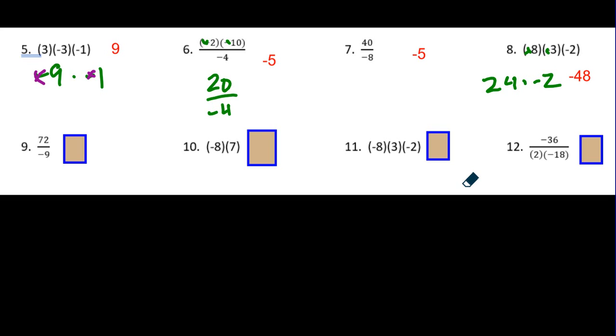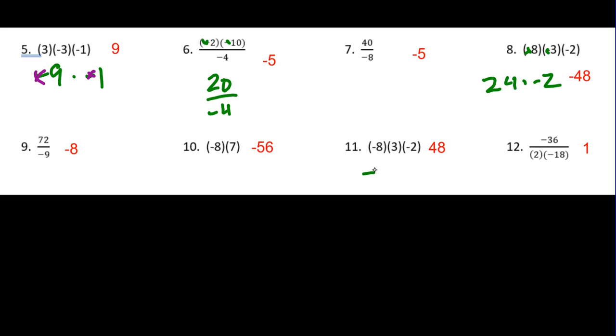Try this second row out on your own. What you should have gotten was 72 divided by negative 9 was negative 8, because there's only one negative there. Because there's only one negative in negative 8 times 7, we get negative 56. Here we get 3 times negative 8 is negative 24 times negative 2, which gets us a positive 48, because these negatives cancel each other out.